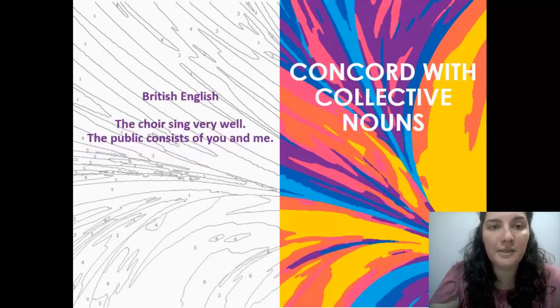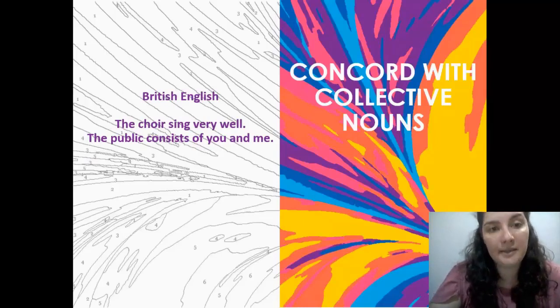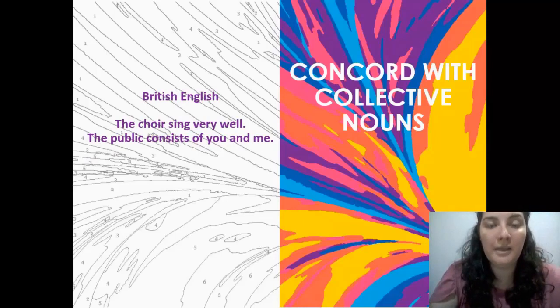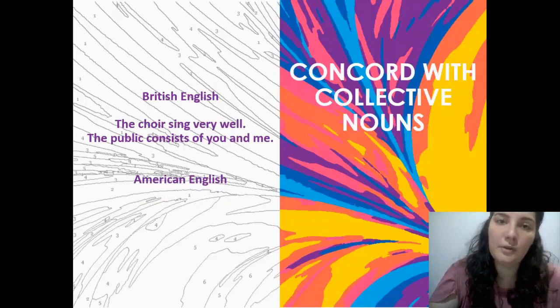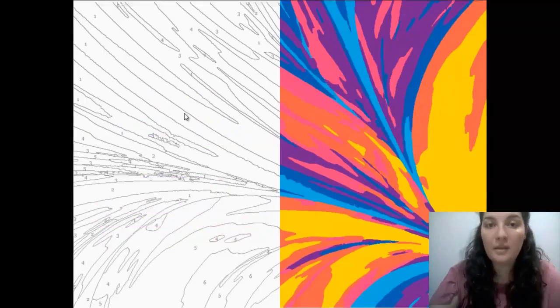In the first, the subject is seen as a single unit or as a whole, and we're using a singular verb. And in the second example, we can see the public as a collection of individuals, so it takes a plural verb. In American English, however, the tendency goes towards the use of singular verbs only. Here we have an example, and in this example, the government is seen as a collection of individuals, so a singular verb is used.